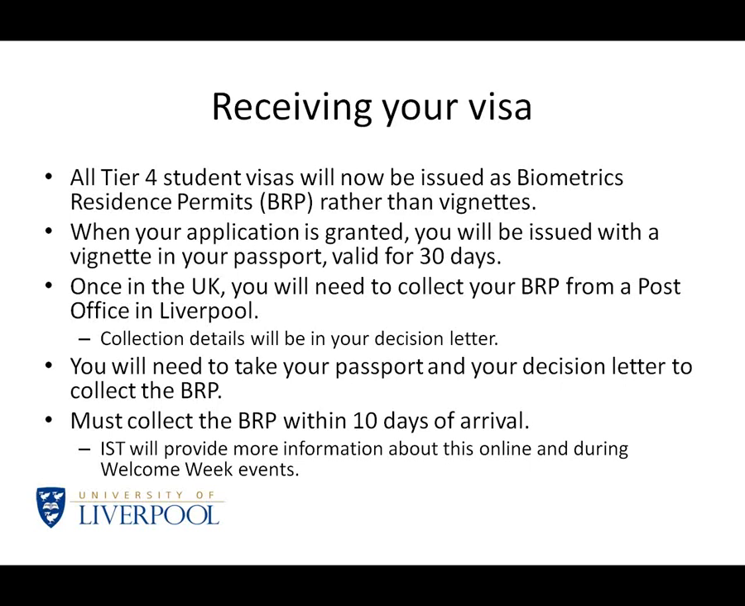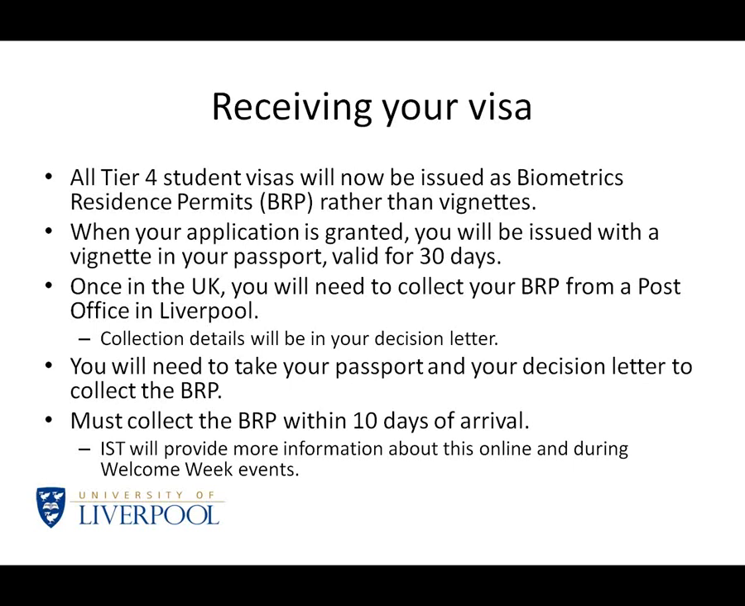All Tier 4 student visas are now issued as biometric residence permits. So that's basically a little blue and pink card that's got the biometric information on that I talked about earlier, so your photograph and your fingerprint. That information is stored in a microchip in the card. And this is instead of the old style vignette, basically the sticker visa that students used to get in their passport. So it's now a card rather than a sticker.